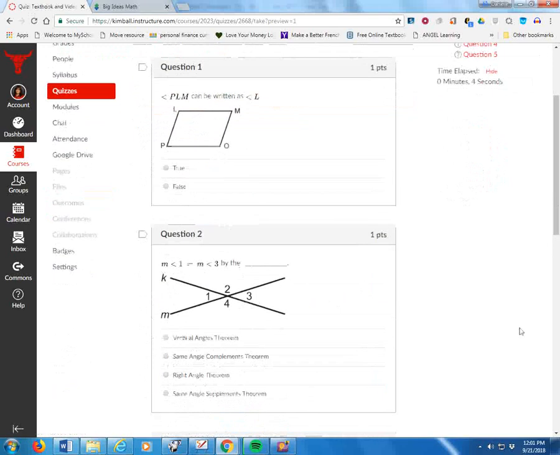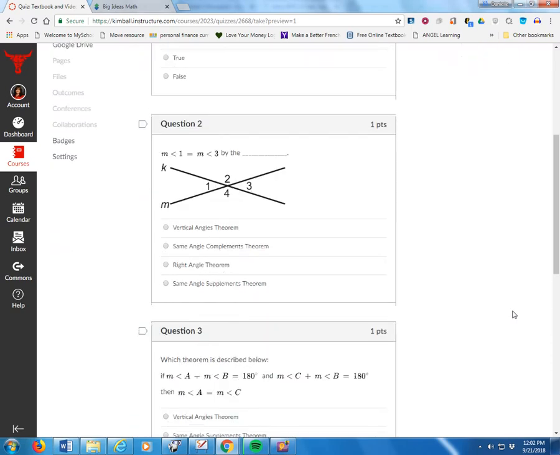Angle PLM can be written as angle L, true or false? Can I write PLM? Yeah. Because there's only one angle there at that intersection, I can actually write it as a single letter. In this figure, angle 1 is equal to angle 3 by what theorem? Vertical angles theorem.